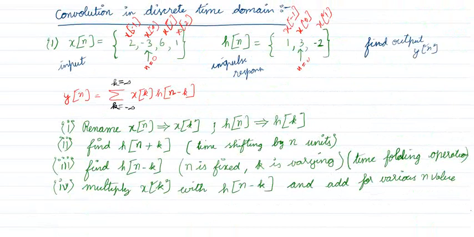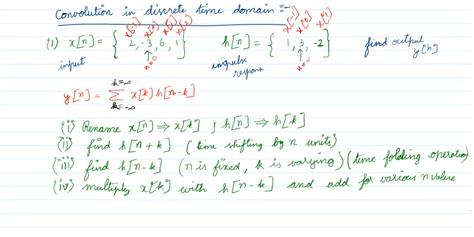See, this is the expression we have. How to solve this expression is explained in these steps. What is the first step? We have to rename. Instead of n, we replace with k. X of n we give the name x of k. Similarly, h of n we give the name h of k. Take the question: x of n is given, so you replace x of n with x of k. Everything will be the same, instead of n we will be using k. Similarly, h of n we will make it h of k.